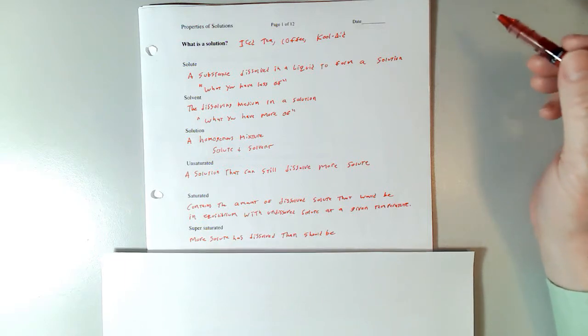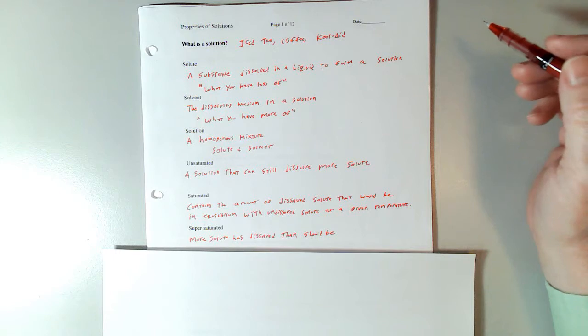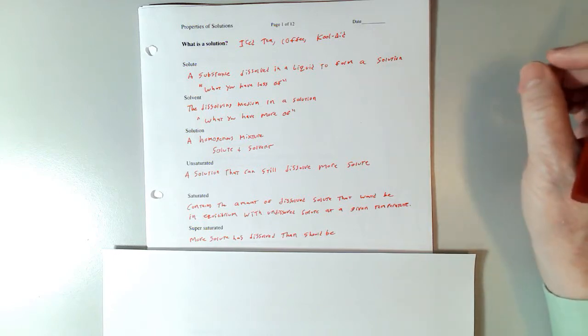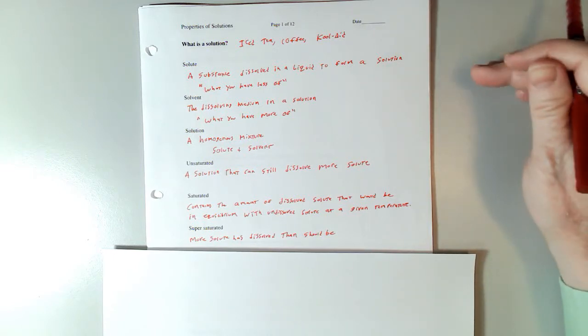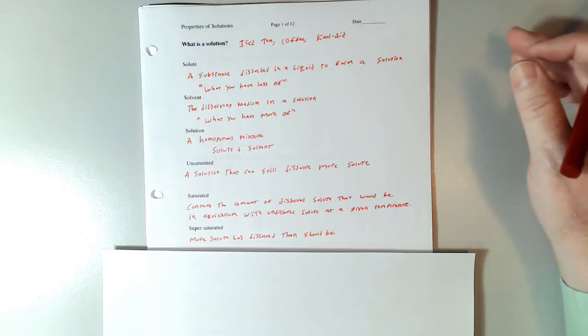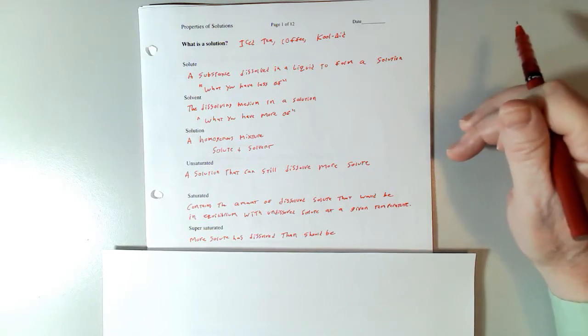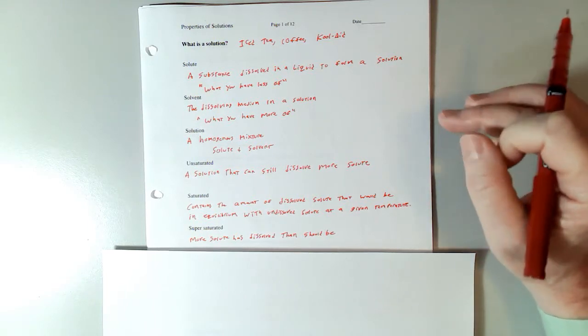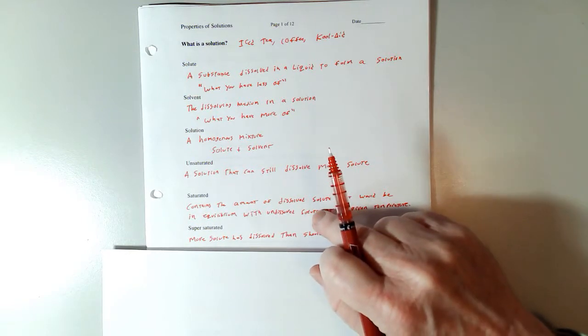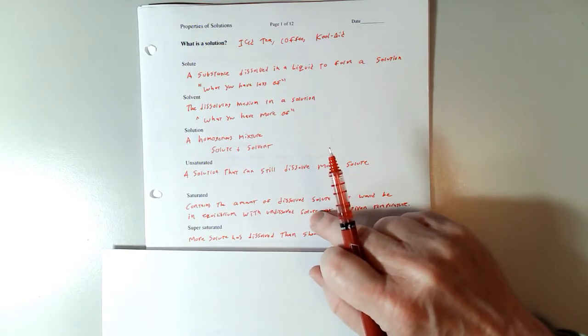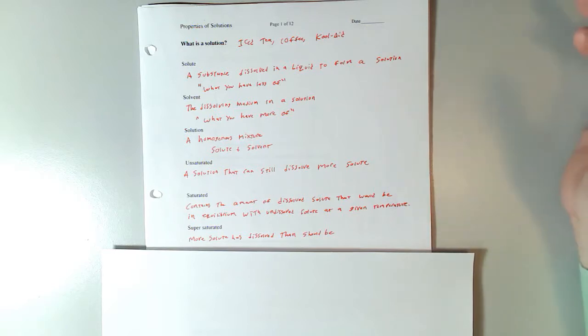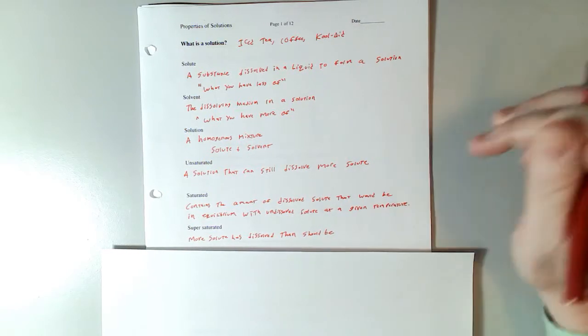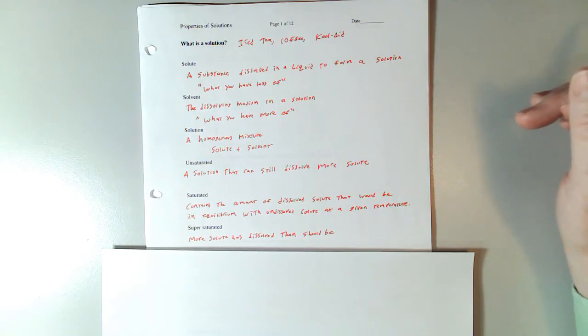So if you're in the kitchen cooking, you've got a pot of water on the stove, and you sprinkle a little bit of salt in it, sodium chloride, that's going to be unsaturated. But if you pour in so much salt that you have a pile of it at the bottom of the pot of water, and then a whole bunch of it dissolved in the water, that's what saturated is.